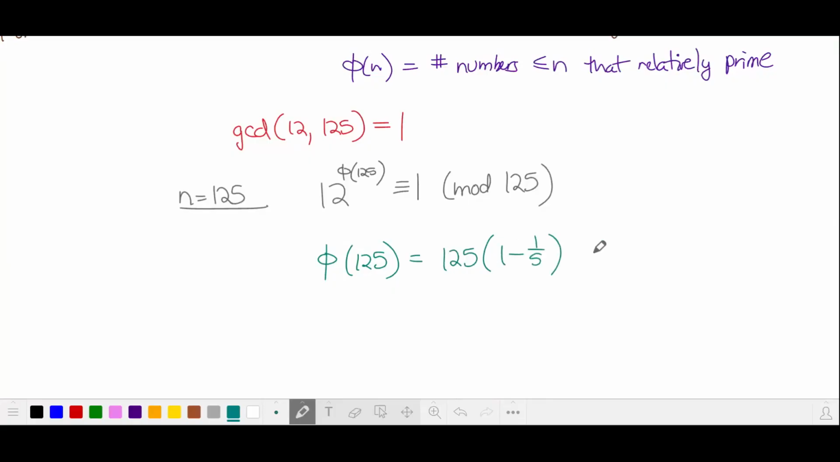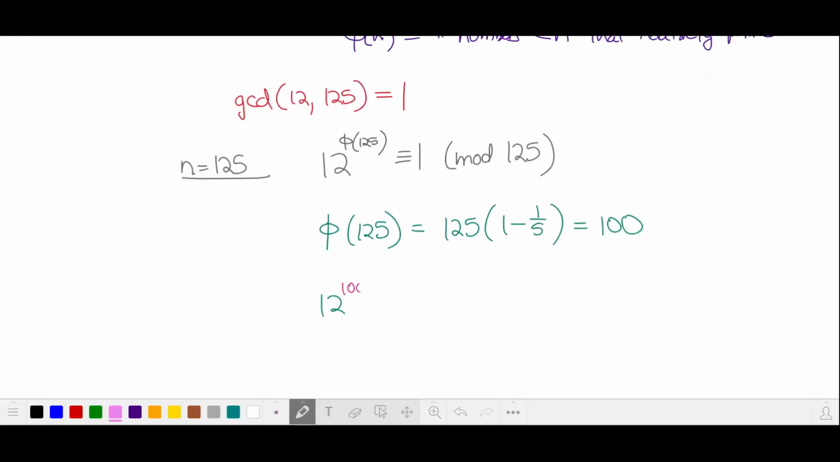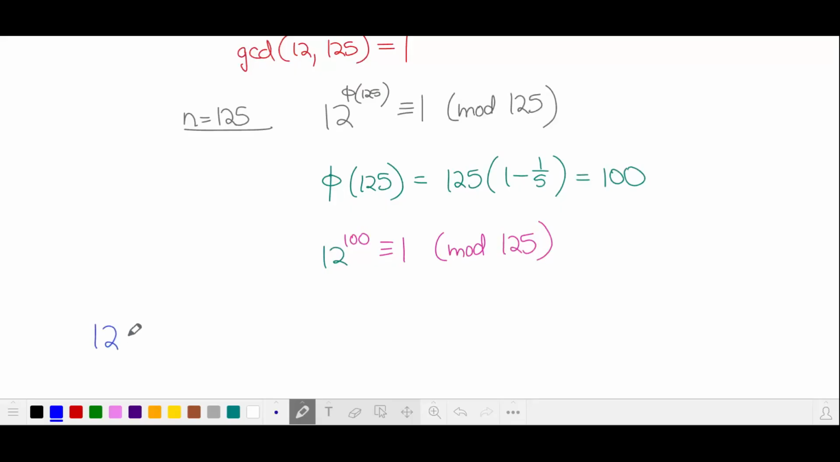That's 1/5 of those numbers. So there are 100 of them. So we know that 12 to the power of 100 is 1 in mod 125. Ultimately, we want 12 to the power of 2 to the power of 2024. So we're going to break this up into powers of 12 to the 100, since we know that's 1. And then we're going to have our leftover exponent.